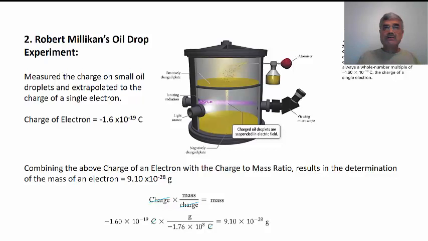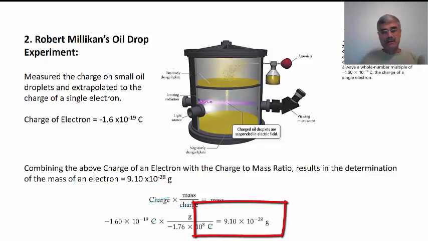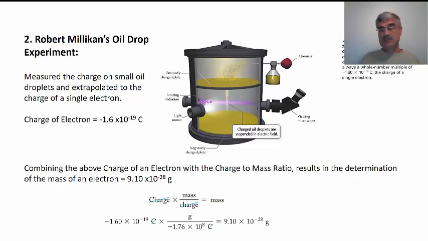Combining this with the charge to mass ratio from J.J. Thomson's experiment, he was then able to also determine the mass of an individual electron, that's shown at the bottom, of 9.1 times 10 to the minus 28th grams, an extremely small value for the mass of an electron. And of course, the charge of an electron is an extremely small value, 1.6 times 10 to the minus 19th.